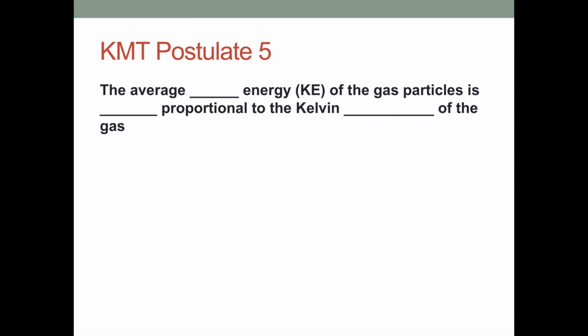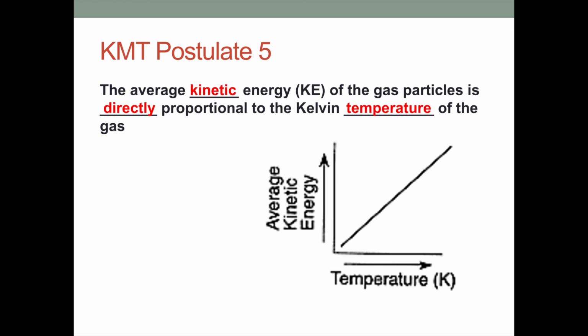Now our final postulate says that average kinetic energy, or KE, of the gas particles is directly proportional to the Kelvin temperature of the gas. Now, average kinetic energy is the average energy of motion across all molecules in the gas, or simply how fast the molecules are moving. Therefore, as temperature increases, average kinetic energy increases by the same amount.